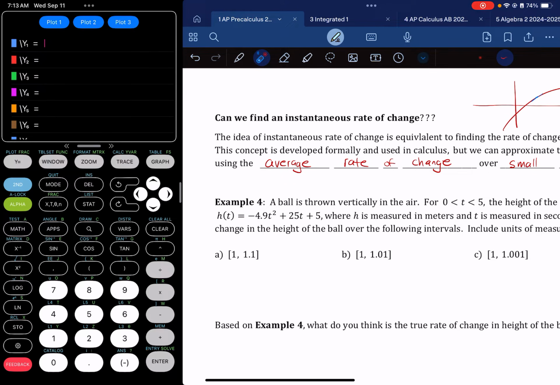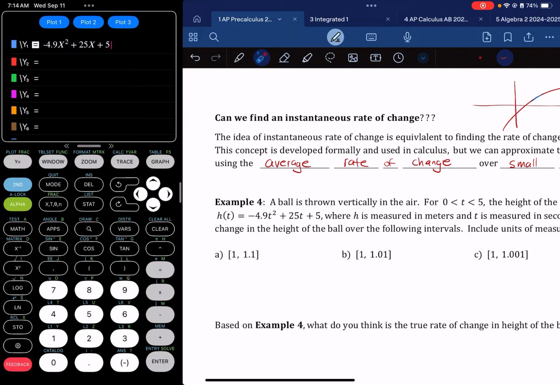This negative symbol is to the left of the enter, not above the plus sign. The symbol above the plus sign is a minus, which is a little bit different than a negative. So I'm typing in a negative first, and then I can just type in the 4.9. Another thing you probably have to learn is that this T has to be entered as just a generic variable. If you see that green alpha in the top left of your screen, a little bit to the right of that is the X,T,theta,n button. That is, in general, the variable key, and we are using an X for our equation because we have no choice. So I'm going to say X and then squared. I hit the X squared button above the log and below the X to the -1. And then I say plus 25, hit that variable key again, plus 5.